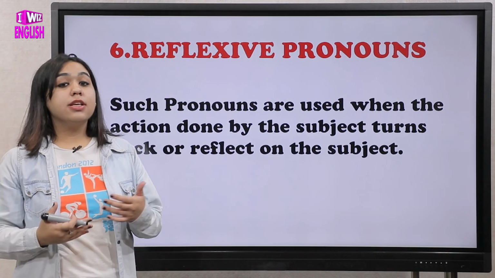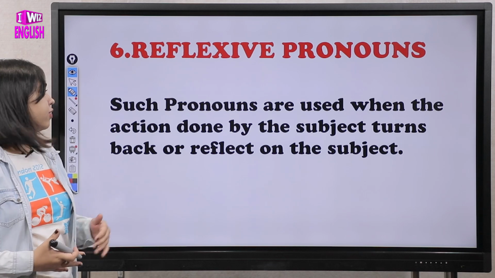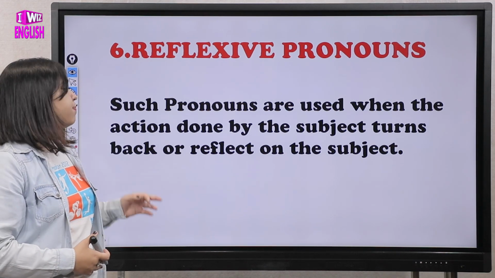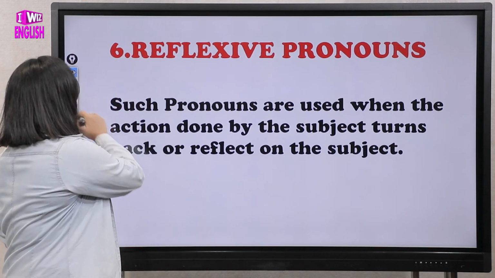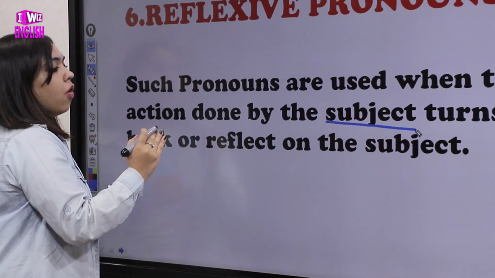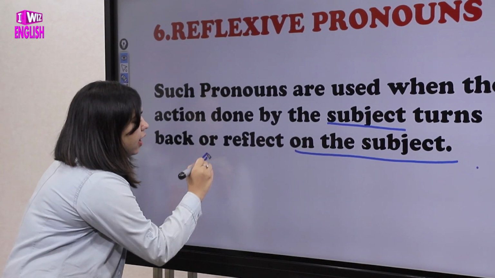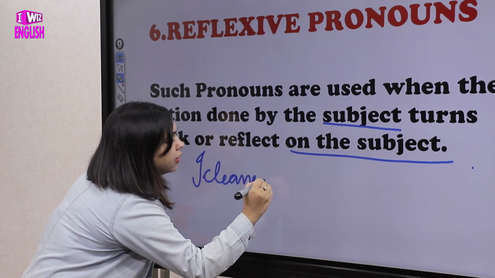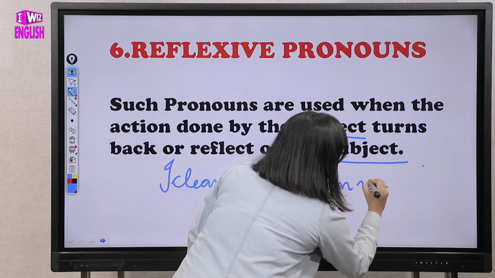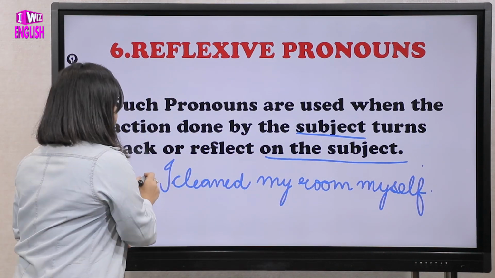Now, what do you mean by reflexive? You must have heard this term in science. Something that reflects back. Yes, that's right. So reflexive pronouns, let's read the definition. Such pronouns are used when the action done by the subject turns back or reflects on the subject. What really happens here is that whatever the action is, done by the subject, turns back or reflects on the subject. For example, let's say, I cleaned my room myself. So what do you think is really happening in this sentence?